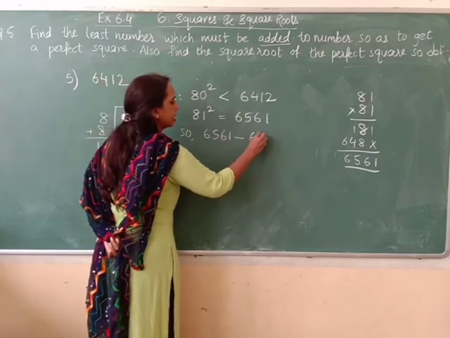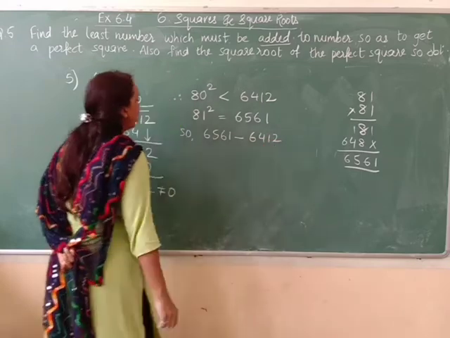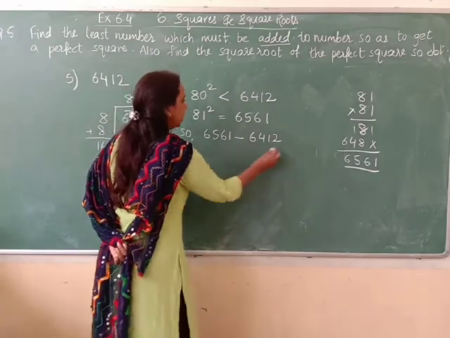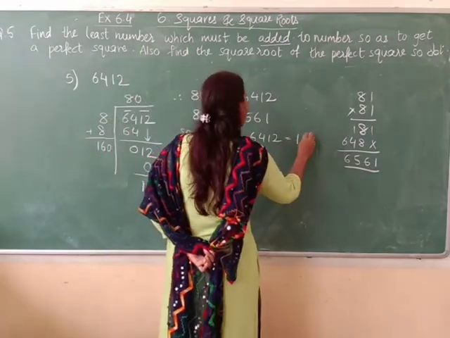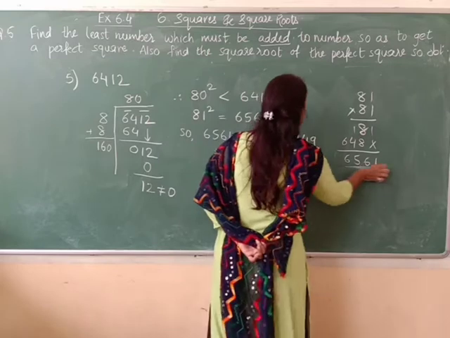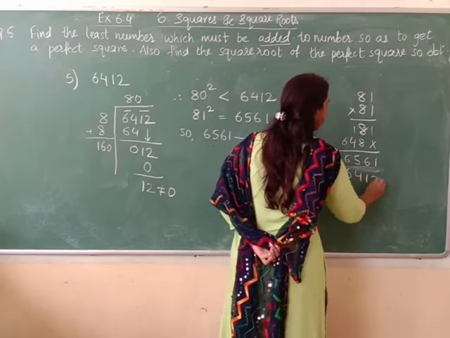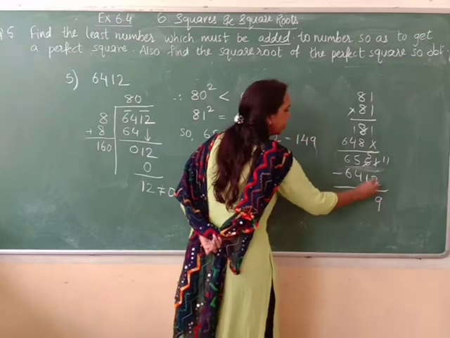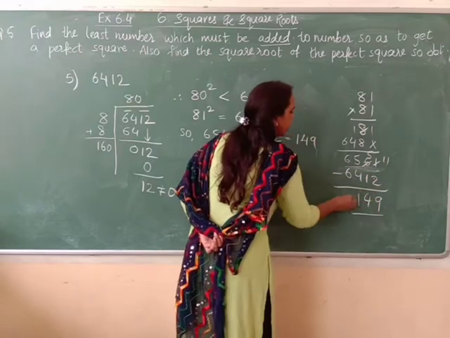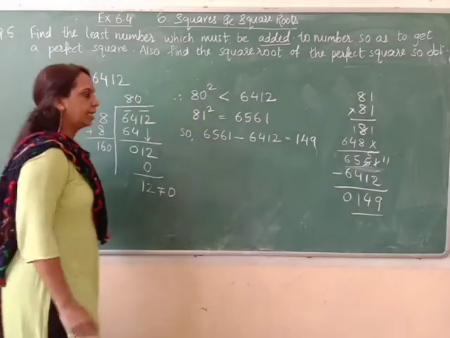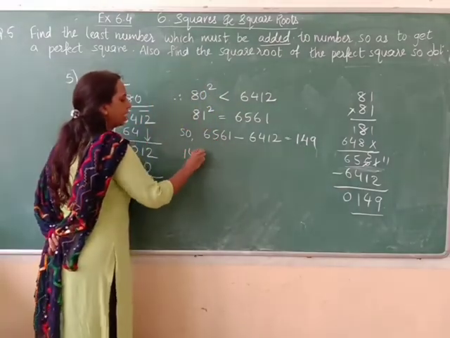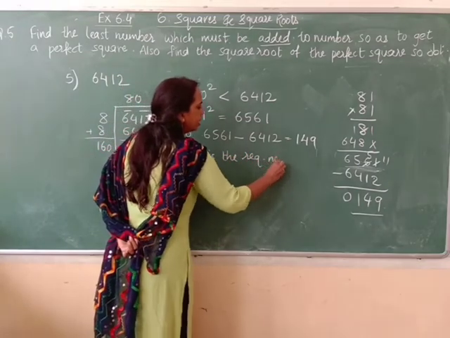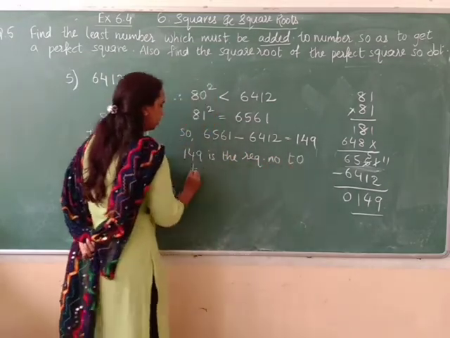So what we will do here? 6561 minus 6412. So what will we get here? We get here 149. Check it out. 6412. Here 11, here 5. So 11 minus 2 is 9, 5 minus 1 is 4 and here is 1. So we are getting here 149. So our answer will be 149 is the required number to be added.